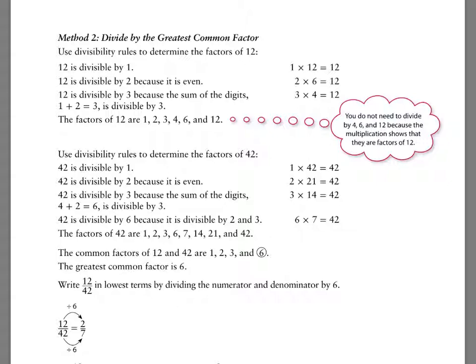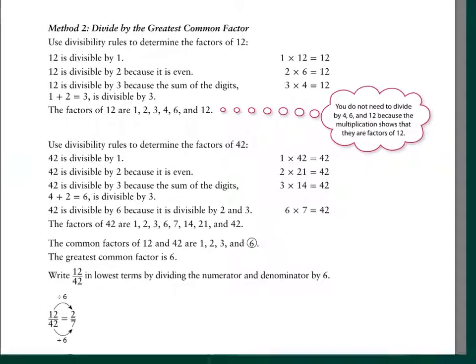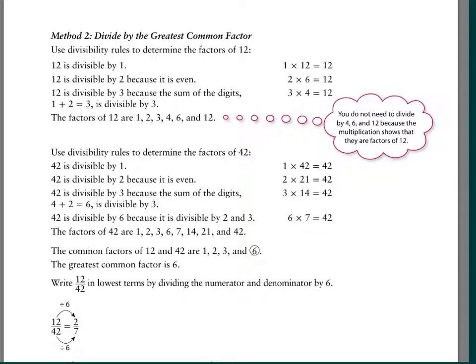We use the divisibility rules to determine all the factors for 12. And then we use the divisibility rules to find all the factors for 42. And then we figure out what they have in common and what's the largest number they have in common. So we start off with 12 is divisible by 1, because 12 times 1 is 12. 12 is divisible by 2 because we know it's even, so we know 6 times 2 is 12. 12 is divisible by 3 because the sum of the digits, 1 plus 2, is 3. So therefore 3 times 4 is 12. So we end up with our factors of 12 are 1, 2, 3, 4, 6, and 12.